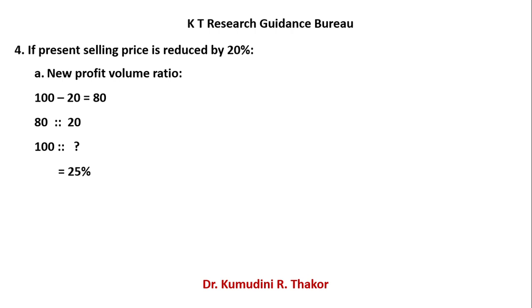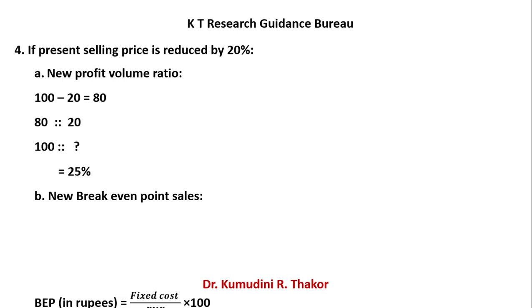That is the new profit volume ratio. Easy to find out: 100 minus 20 equal to 80. 80 equal to 20. Then how much for 100? That is 25%.